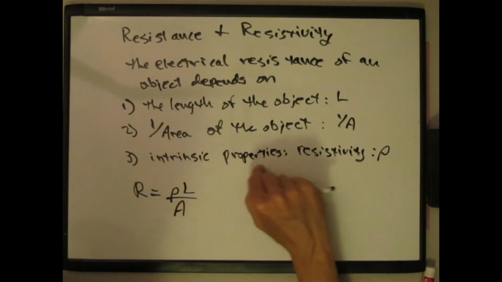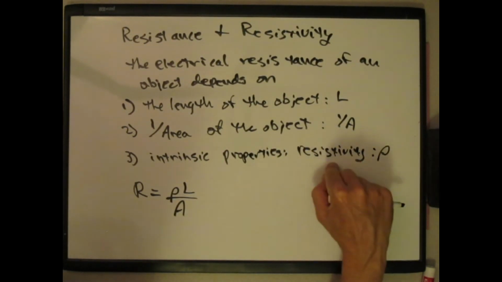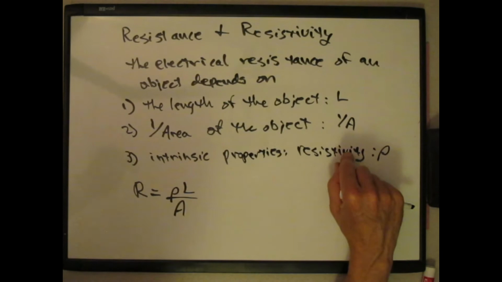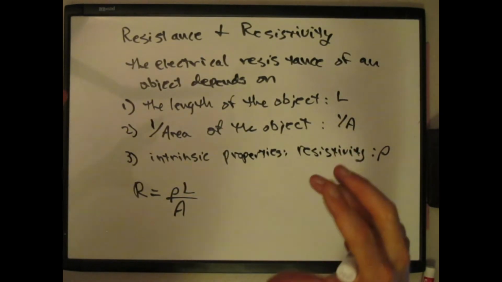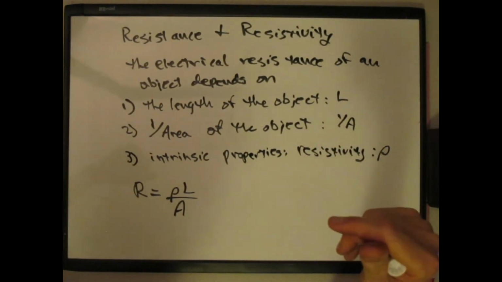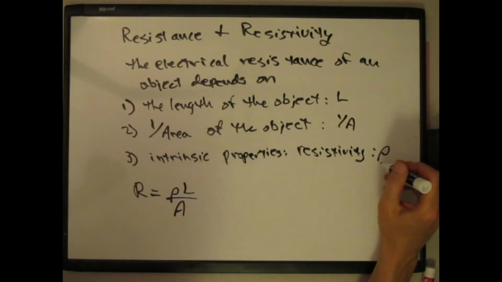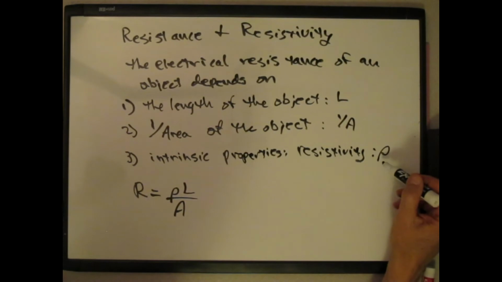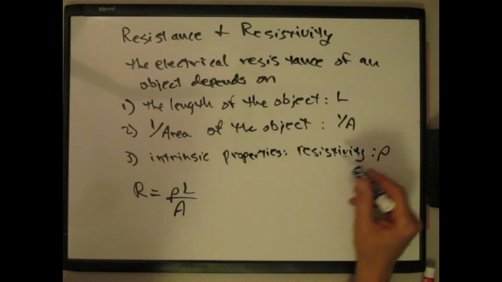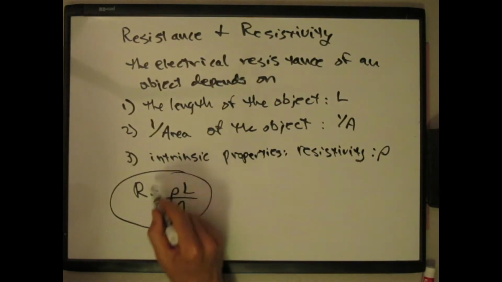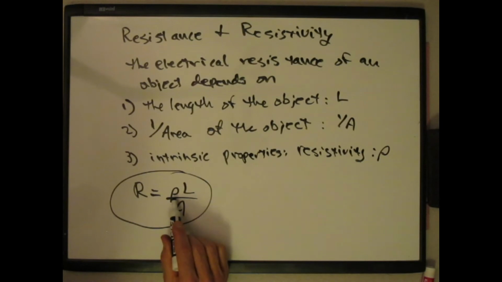And finally, it depends on some intrinsic properties called the resistivity of the material. Every material, depending on its chemistry, has what's called a resistivity, just like it has a heat capacity and a density and stuff like that. It's just a property that causes electrons to be slowed down through it that depends on its chemistry. And it turns out this is the formula. The resistance is equal to the resistivity times the length divided by the area.